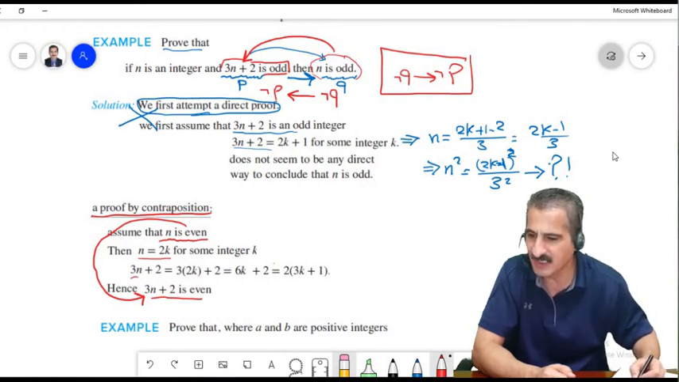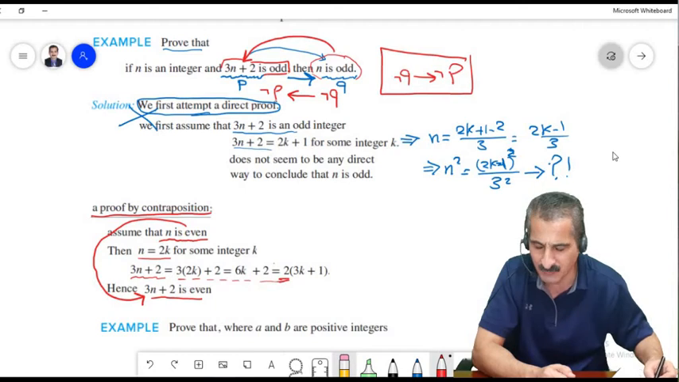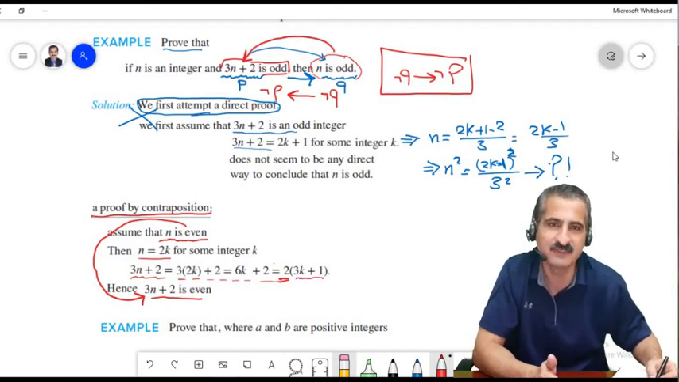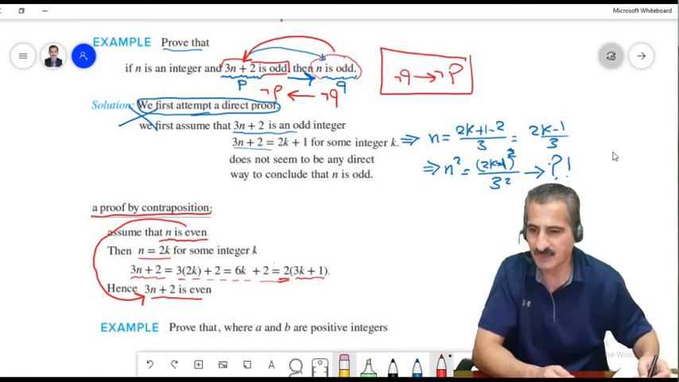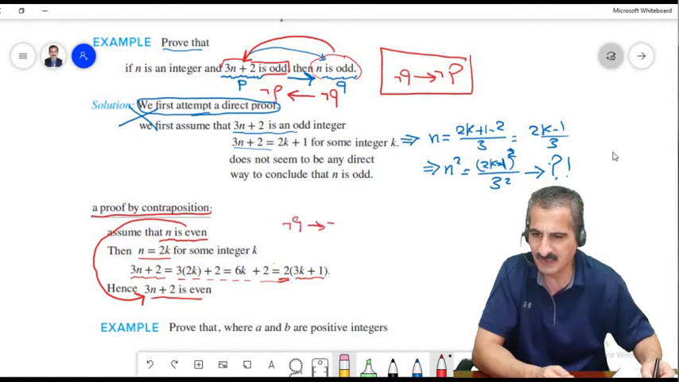Now compute 3n plus 2 and compute it all the way. It will come out to be 2 times some integer, 3k plus 1. So this is even indeed. So we ended with 3n plus 2 is even. So good. So we proved not q gives not p.